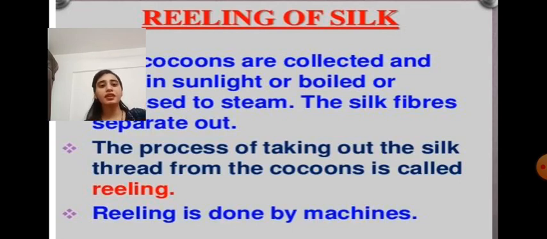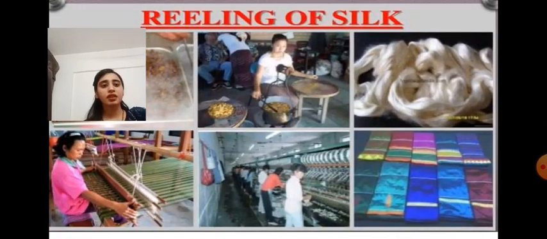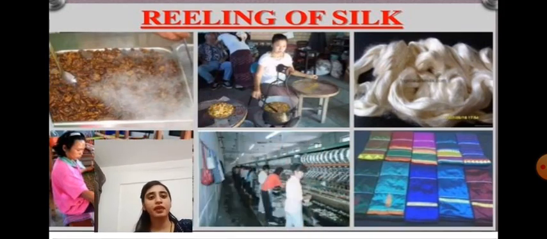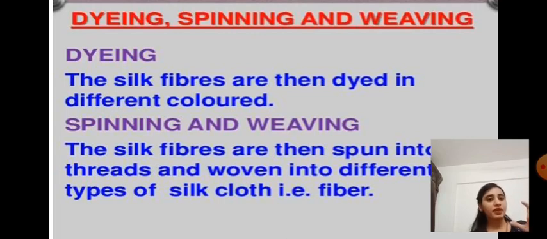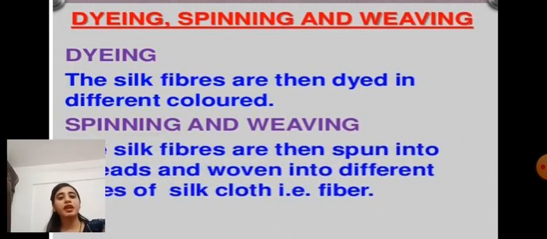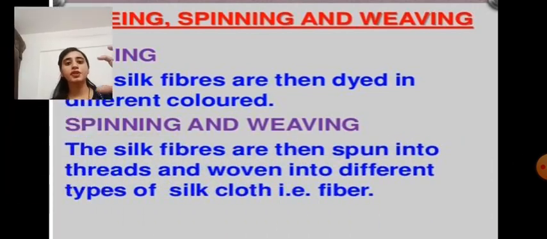Okay, understood? Reeling of silk is done by machines. Understood? See these examples, done by machines. Okay? Now, dyeing. In this, the silk fibers are dyed into different colors like wool. Okay? And next one is spinning and weaving. In spinning and weaving, the silk fibers are spun into threads and woven into different types of silk cloth. Okay, these are the processes through which we produce silk.